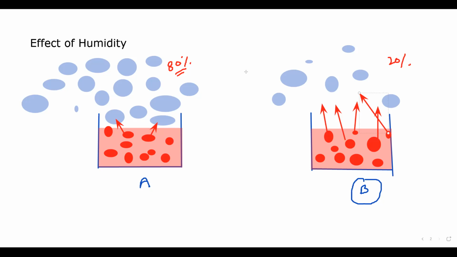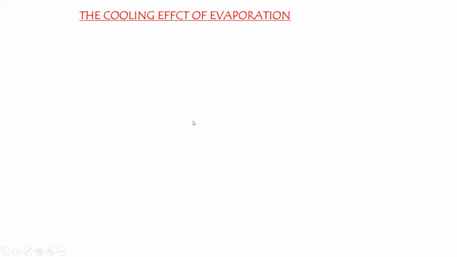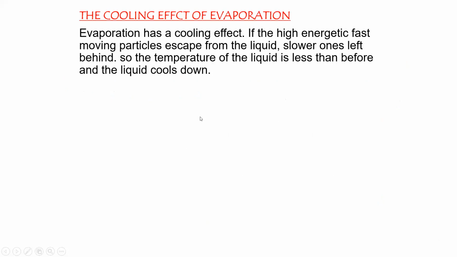That is why, for example, if you try to dry a wet cloth at a coastal area, you will find it takes longer as compared to a region which is completely dry. So the rate of evaporation decreases if the humidity increases. And evaporation is also known as a cooling process. So evaporation has a cooling effect.